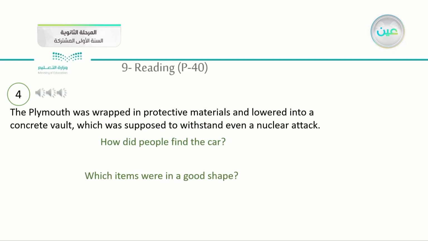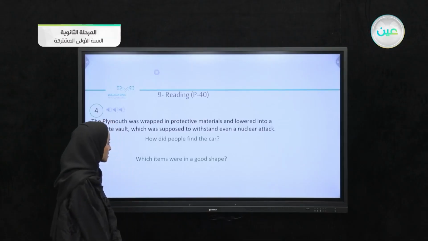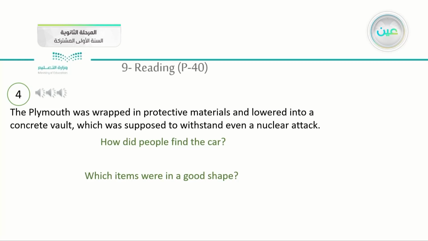How did people find the car? Describe the situation. How did it look like in 2007? Which items were in a good shape? Some items were in a good shape. What are these items? Let's listen.